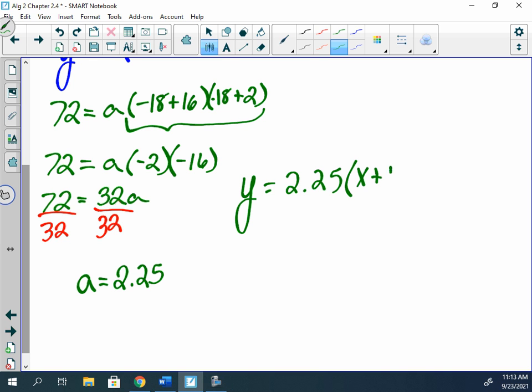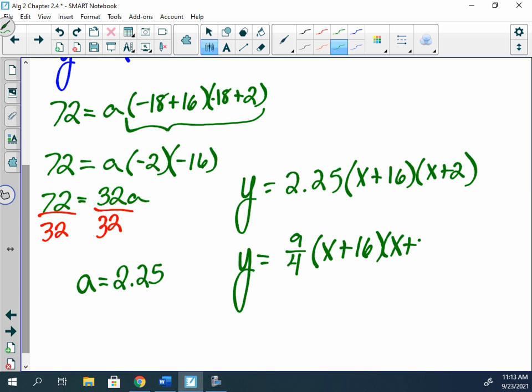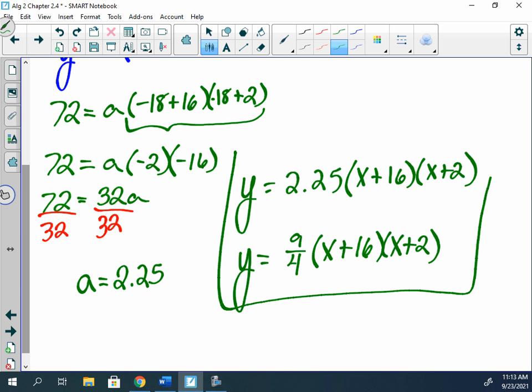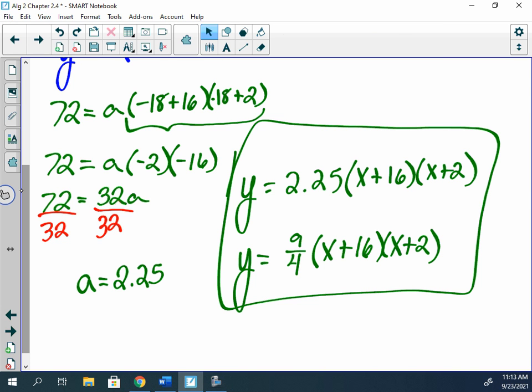And then we would have x plus 16 times x plus 2. We could also say y equals 9/4 times x plus 16 times x plus 2. We can have it in either one of these ways. The one way we would avoid using is the 2 1/4, because with most of these equations there is enough information in there to begin with, let alone putting in a mixed number. We don't like using mixed numbers. 9/4 is an improper fraction, and that's fine.